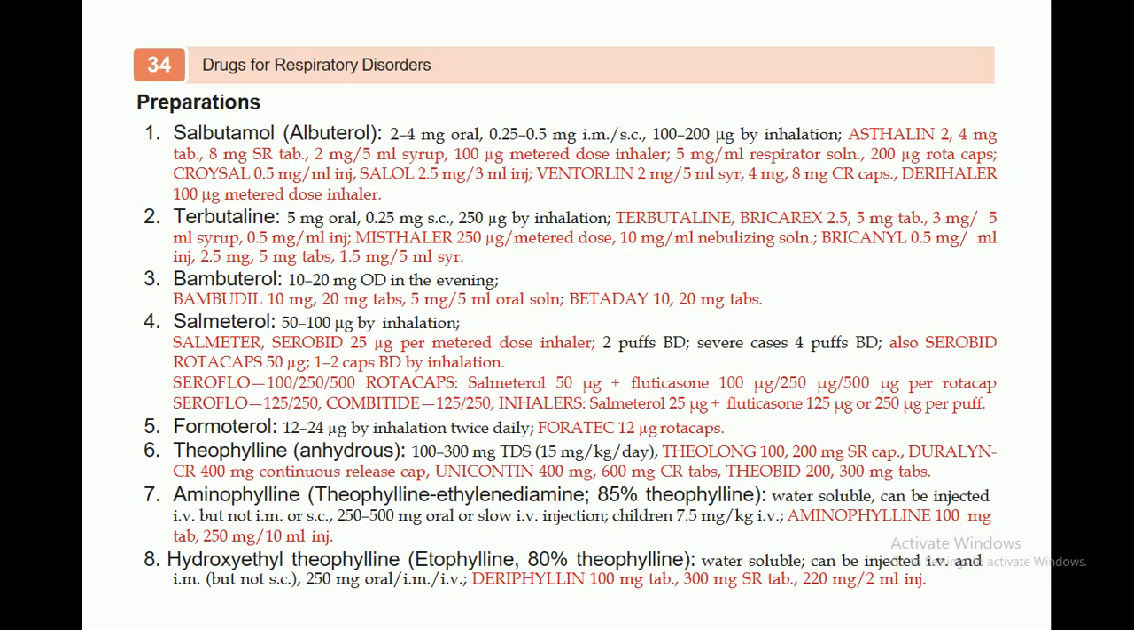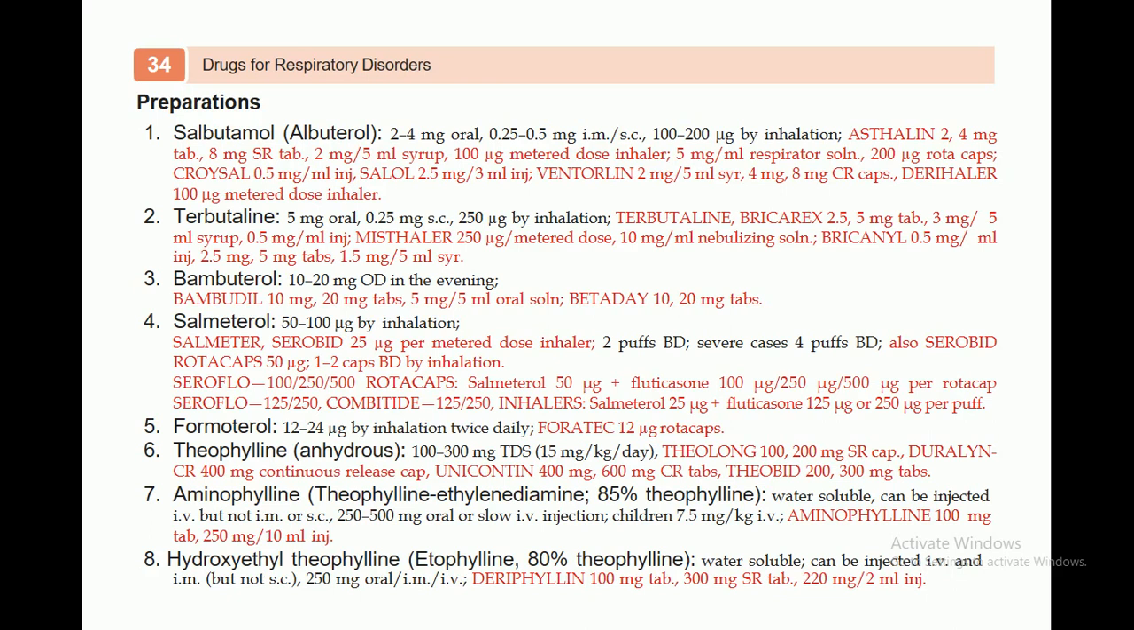Another important drug is theophylline anhydrous, which is also at the dose of 100 to 300 milligram TDS, 15 milligram per kg per day. The brands which are available are Theolong 100, 200 milligram standard capsules, and many more drugs which I have already mentioned here, that is leukotriene antagonists, which are also available in the dose of 400 milligram, 600 milligram tablets, and 200 and 300 milligram tablets.